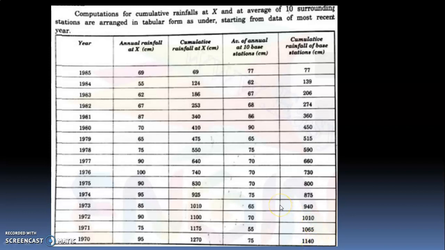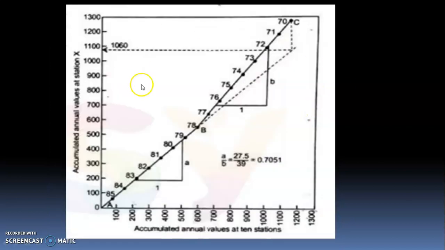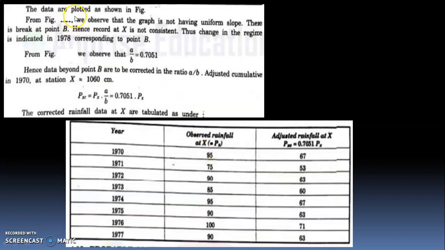Okay, so this is the first step. First you have to list out the data of annual rainfall and cumulative rainfall. Then the average annual for the 10 base station and cumulative station. After that you have to draw the curve like this. This is for accumulated annual values in 10 stations and accumulated annual values at station X. Okay, then the data are plotted as shown in the figure.